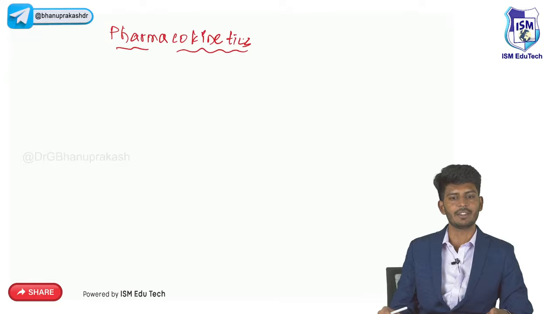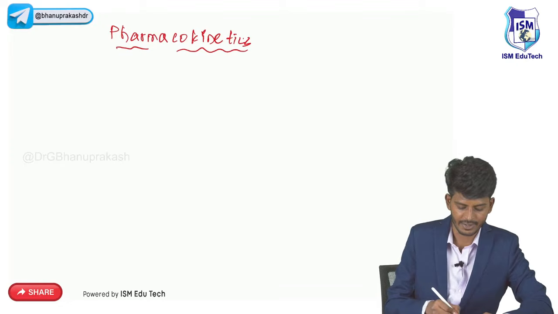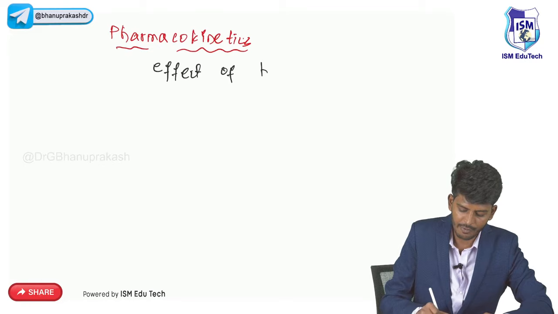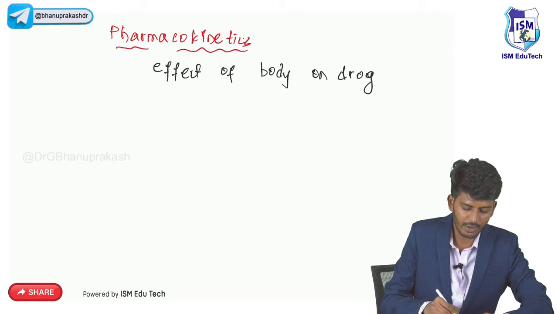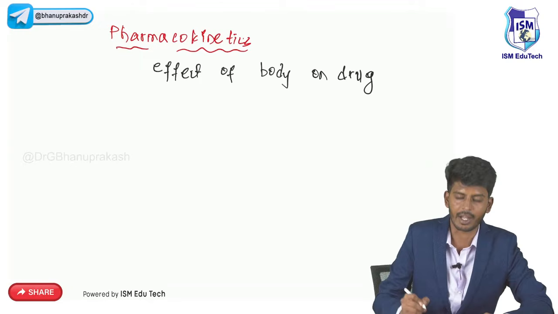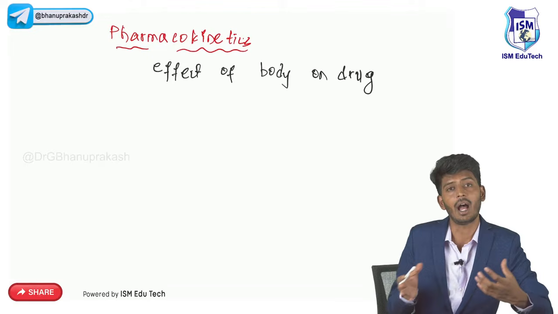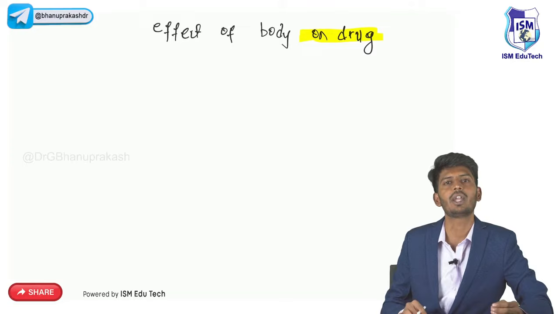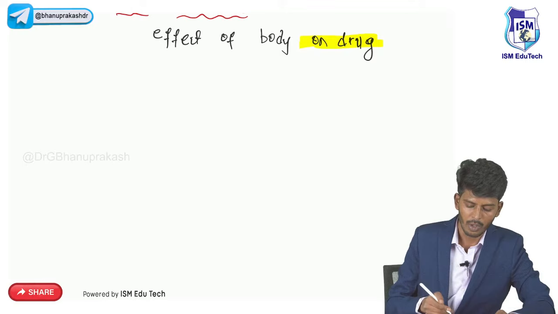Now, pharmacokinetics. So, what is pharmacokinetics? That is the effect of the body on the drug. So, what exactly will your body do to the drug? We are going to call it pharmacokinetics. So, what all can your body do? The first important thing, your body can absorb the drug.